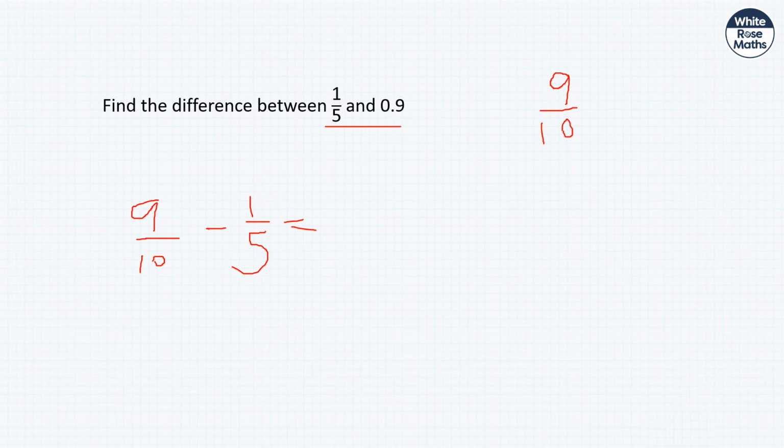So change 1/5 in terms of tenths. So that'd be 9/10 take away 2/10, which is equal to 7/10. So the difference is equal to 7/10 or 0.7. Okay, either answer will suffice.